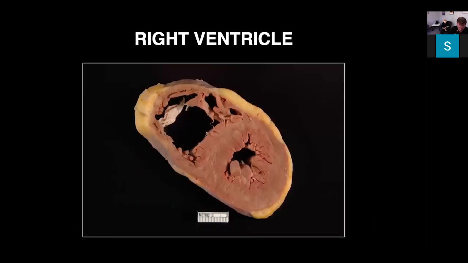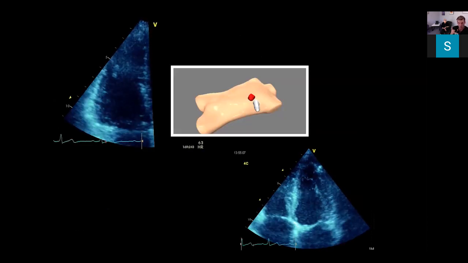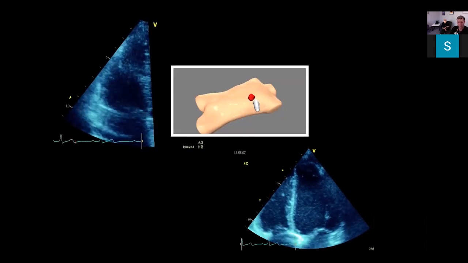The area that's probably got the most use for this technology is the right ventricle. The right ventricle is useful for this because the majority of its fibers are in the longitudinal direction. It's got little bellows function. That means it's absolutely ripe for the picking for looking at longitudinal strain. And you only need one image. You don't need three like for the LV.